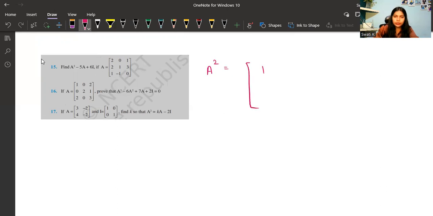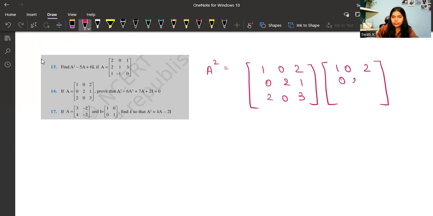So A squared is going to be 1, 0, 2, 0, 2, 1, 2, 0, 3. A squared, that means A into A, right? So write down 1, 0, 2, then 0, 2, 1, then 2, 0, 3. We are just going to multiply this, okay? You know how to multiply. So first row, first column, 1, 0, 4. So 1 plus 4 is 5. Next, 0, 0, 0. So it's 0. Next is 2, 0, and 6. So it is 8.